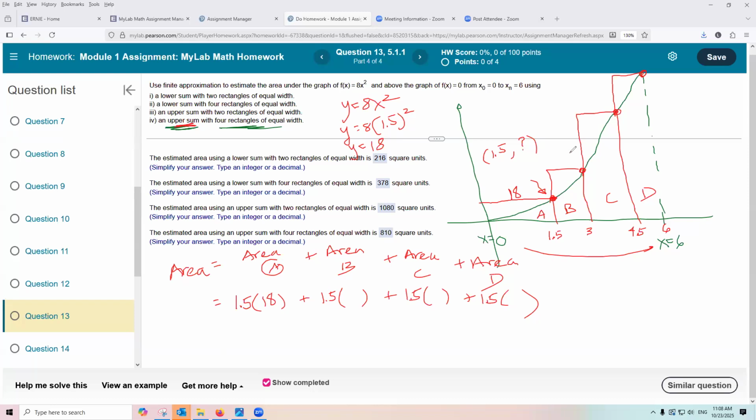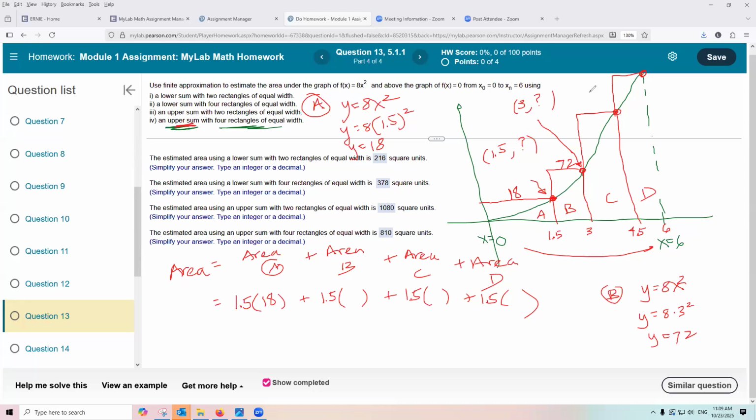Let me go to rectangle B. Well, the right side here has an x value of 3. So I need to figure out the y value at 3. All right, well, for that, so this was the calculation for rectangle A. Let me do rectangle B. y equals 8x squared, but now we're using x equals 3. So that's going to be 8 times 3 squared. That's 8 times 9. That's 72. So the height of this rectangle is 72. And I'm going to do the same thing for each one of these other rectangles. I'll just do it on my calculator.